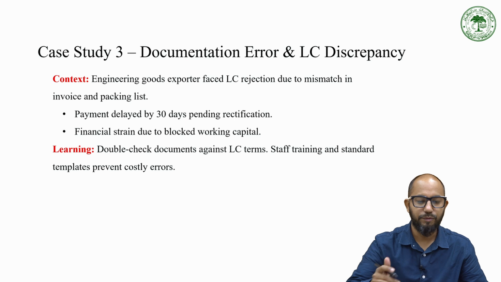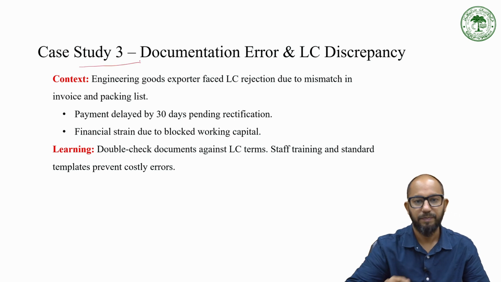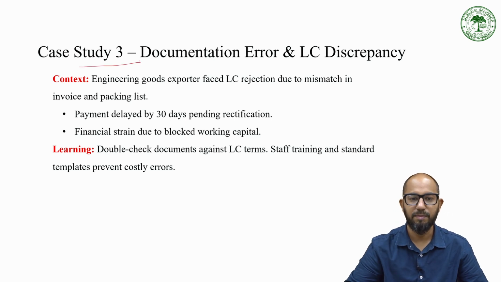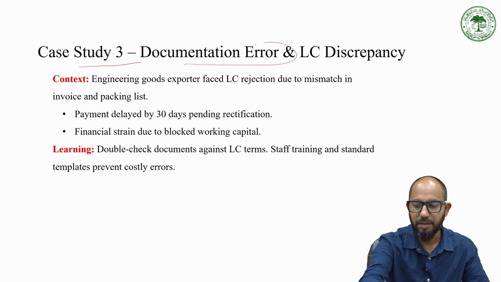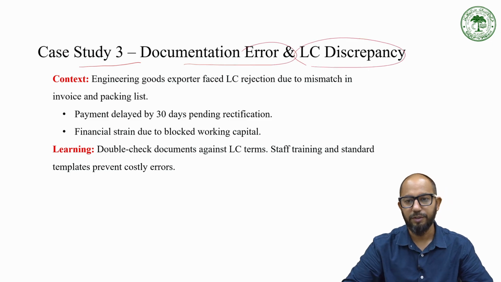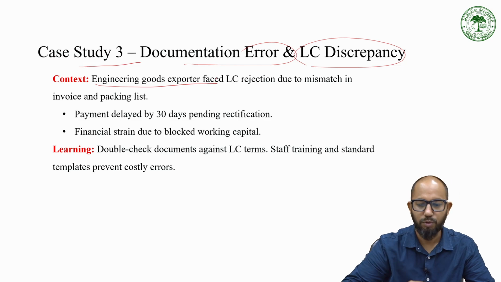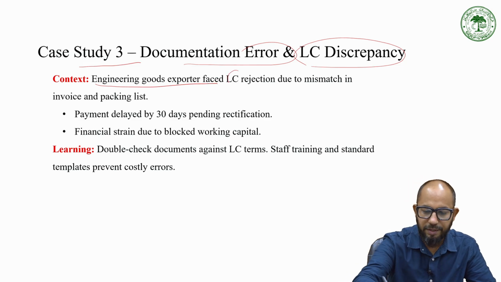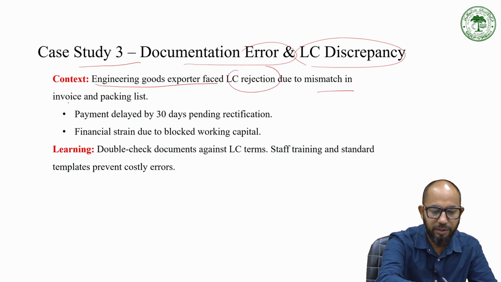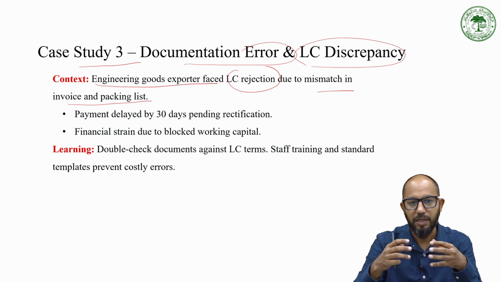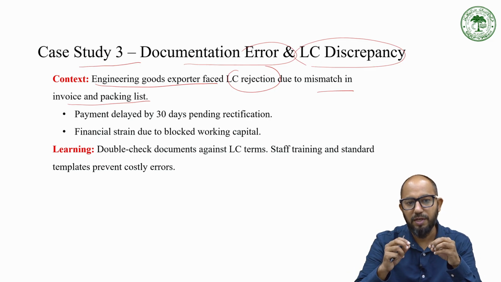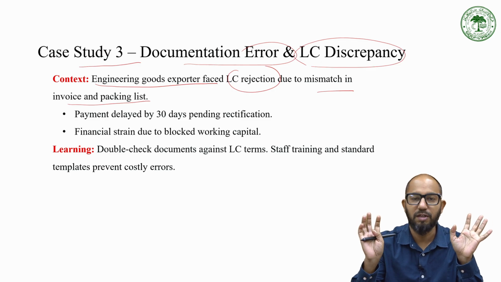Let us now move to case study 3. The case study 3 demonstrates documentation error and letter of credit discrepancy. The context is an engineered goods exporter facing letter of credit rejection due to mismatch in invoice and packing list. So one of the engineering goods exporters' letter of credit has got rejected. This is the case scenario.